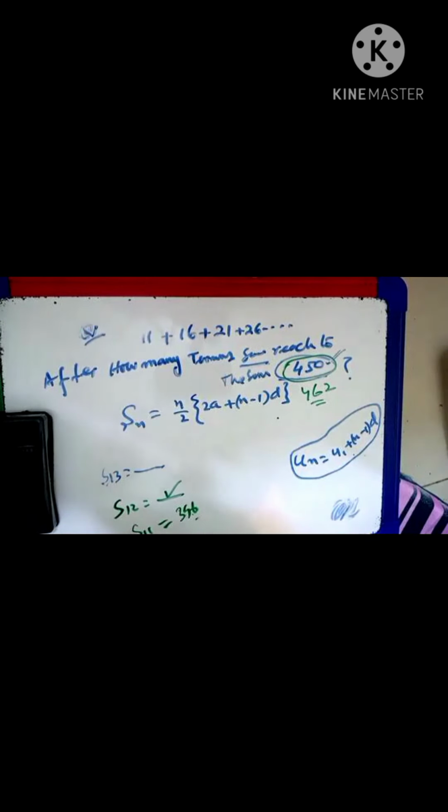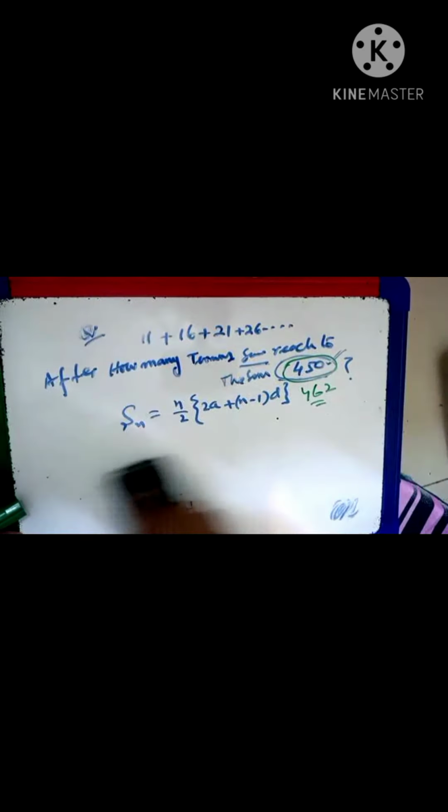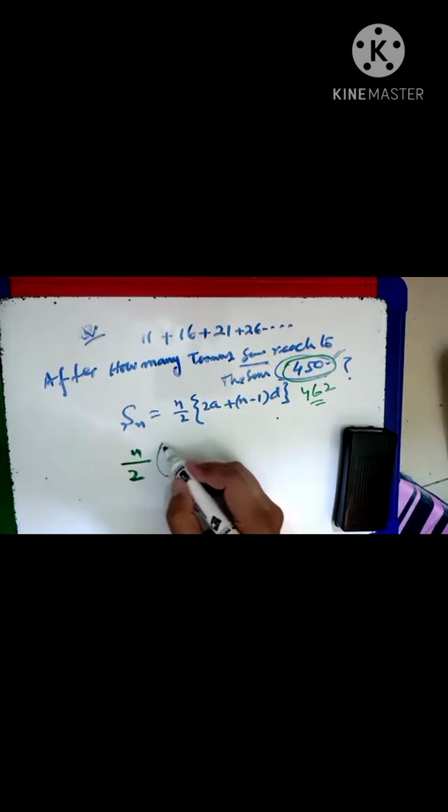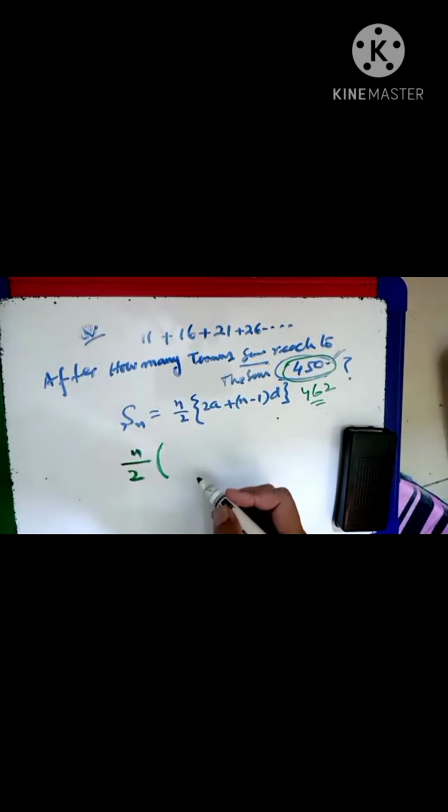Now see what mistake you can make over there. So you will control this. The question is when you calculate this one, Sn, when you put Sn as 450, this will be n by 2, and this will be, I think you calculated this, 2 multiplied by a. So 2 multiplied by 11, right?